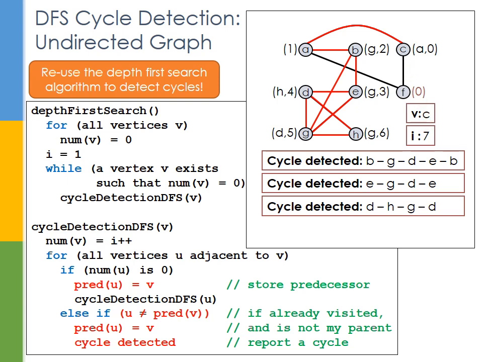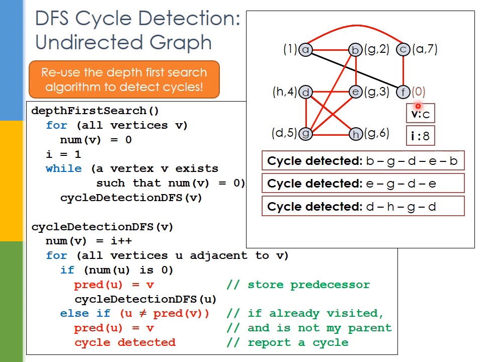So now we need to consider the adjacent vertices for vertex C, but before we can do that, we need to update the number for vertex C. So we update that to the current value of i, which is 7. We increment i's value to 8, and now we can consider the adjacent vertices. Again, we ignore the immediate predecessor, so we only have to consider vertex F at that point.